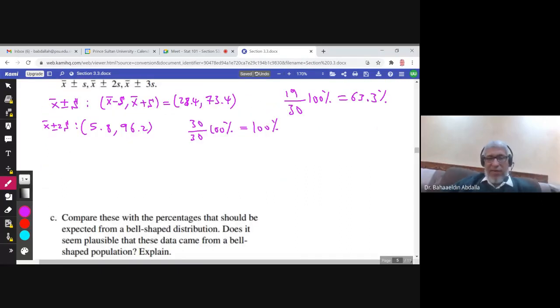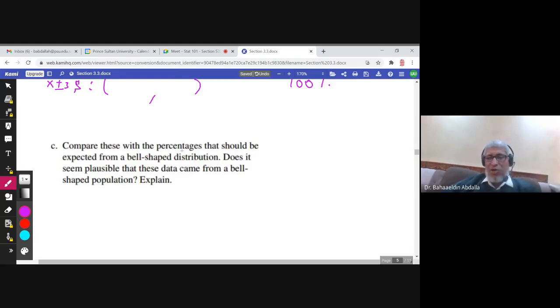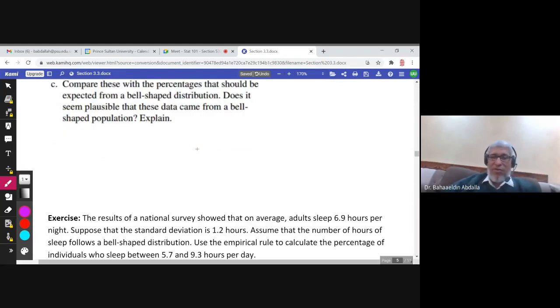You can also find x bar plus or minus 3s because he asked for it. Please find it's from where to where, but the answer would be for sure 100% because this interval is larger than this interval. Now compare these with percentages that should be expected from a bell-shaped distribution. So in x bar plus or minus s, the data, we can say that this is the data, and this is the empirical rule.